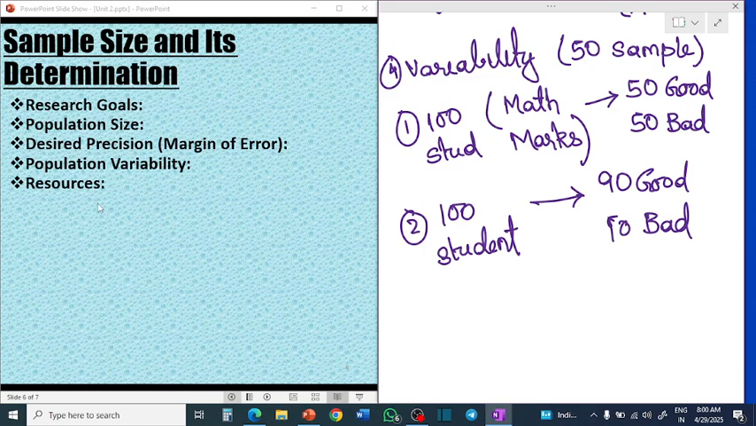The third one is your resources. Resources come onto the budget and the timeline which will be provided to you for collecting the sample.